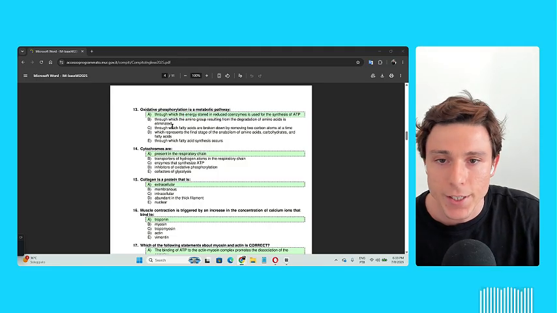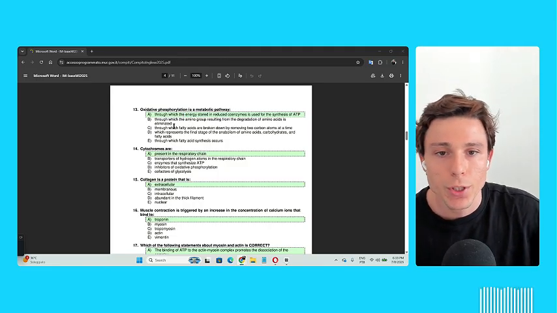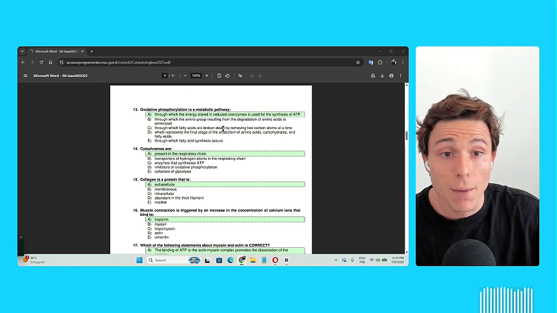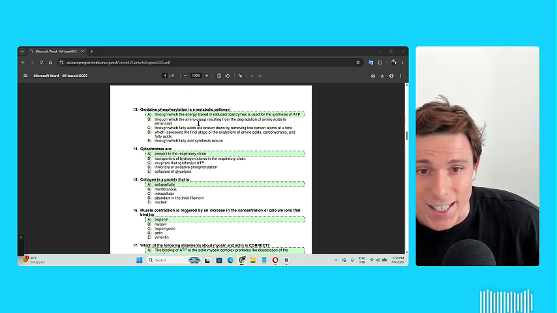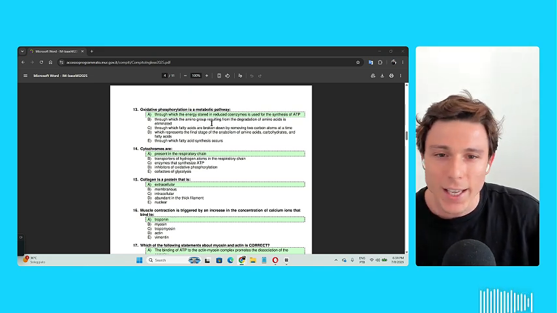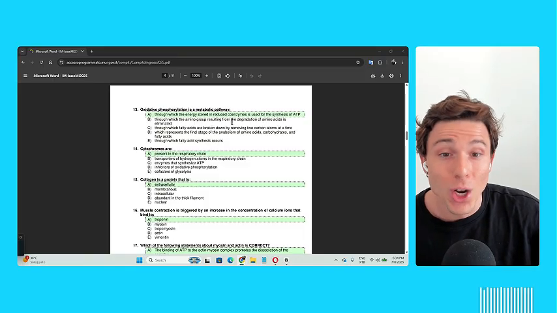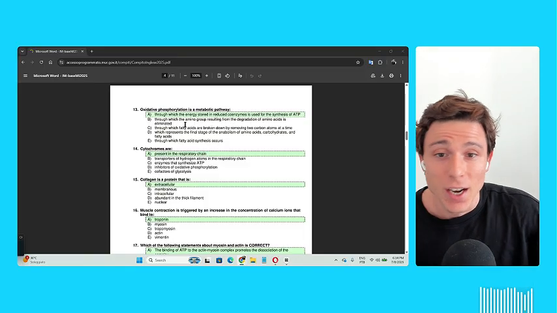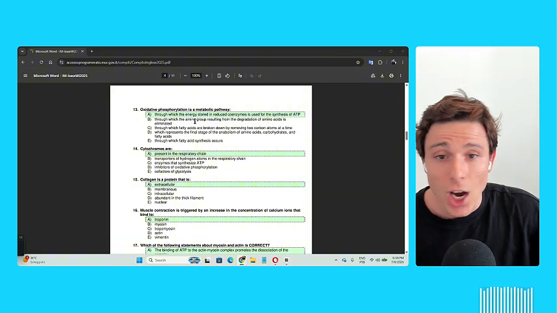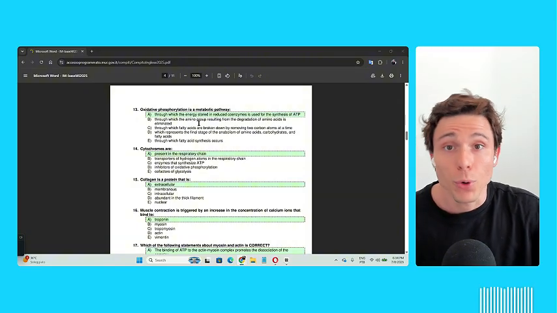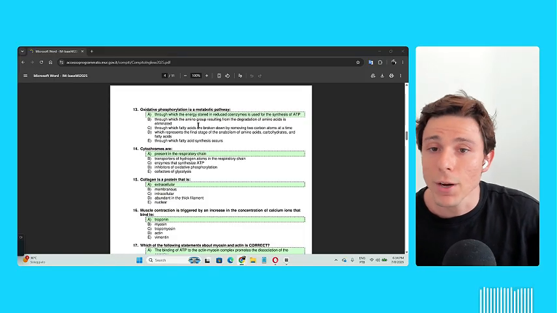Now, letter B is saying: through which the amino groups resulting from the degradation of amino acids are eliminated. So we're not eliminating nitrogens, we're not breaking them down, okay? It's all about producing energy, not like cleaning up the toilet after a protein shake. This is basically the urea cycle, so we're talking about different things.